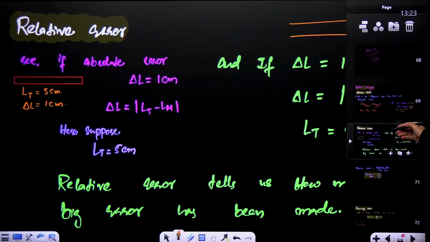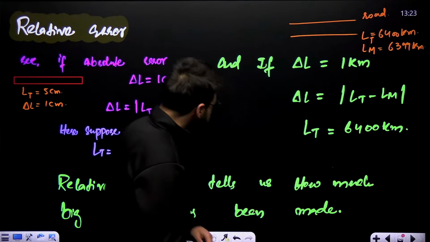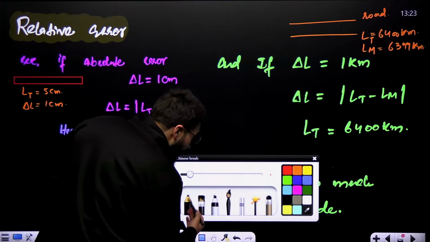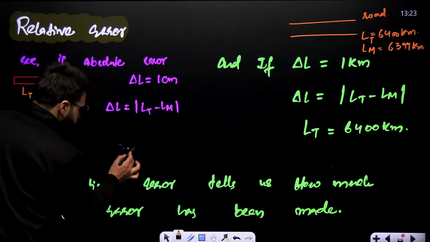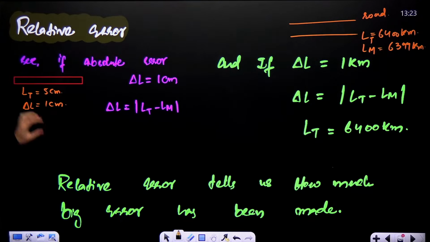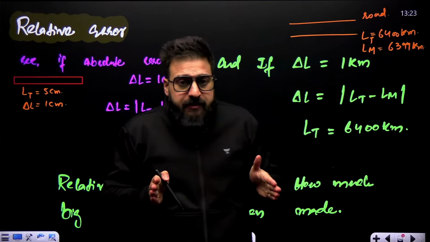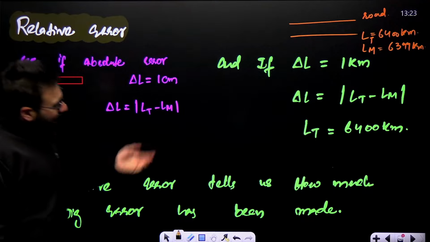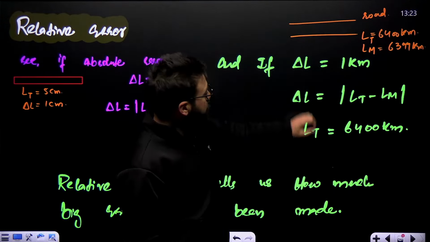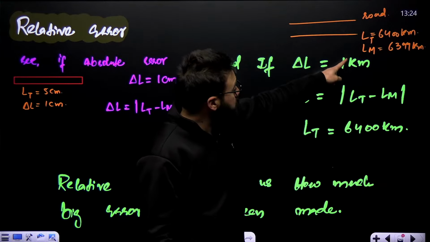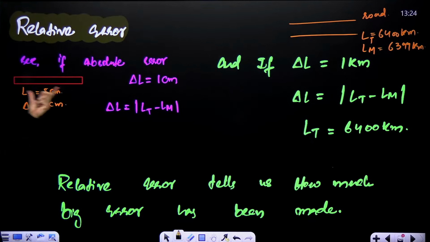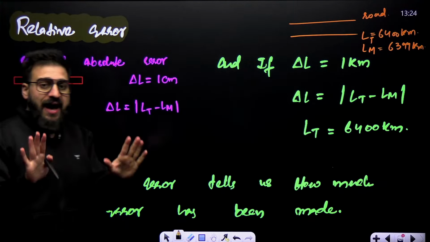Guys, in both of these cases, we say error is large in case 1. Why? Because here in this case you are getting 1 centimeter error while measuring 5 centimeter. We say true length is 5 centimeter and you are getting 1 centimeter as error. It's a large error. And here the true value is 6400 kilometer and you are getting an error of 1 kilometer. When you compare this error with the true value, it is very small. When you compare this true value with this error, it is large, it is comparable.